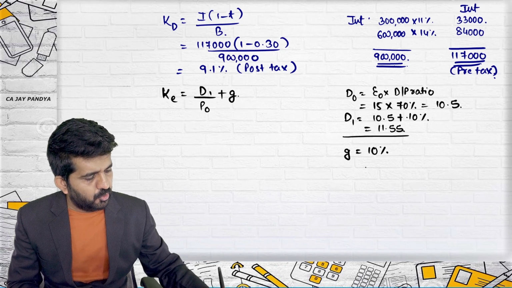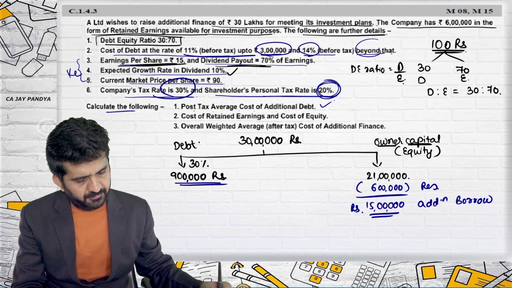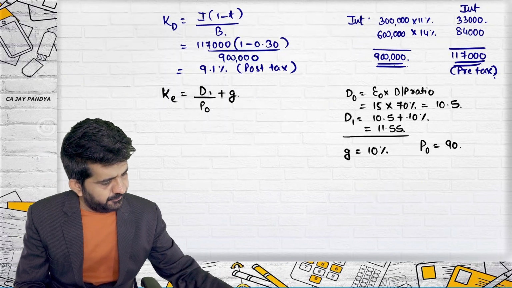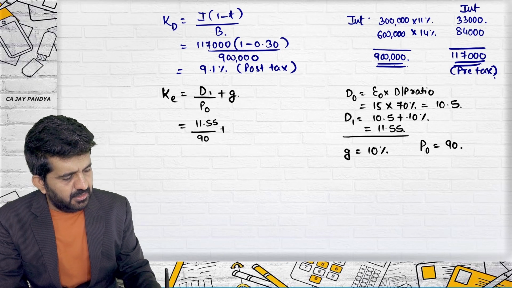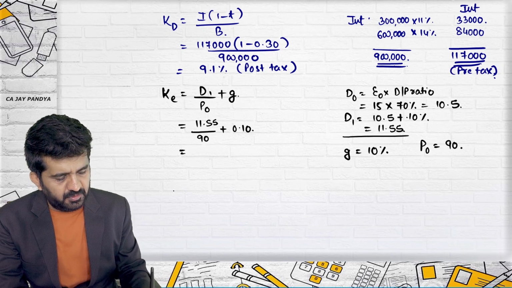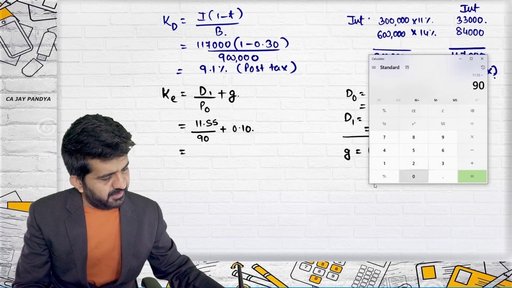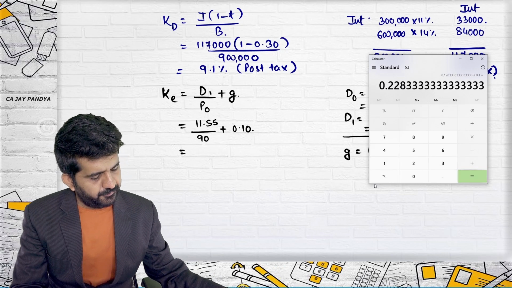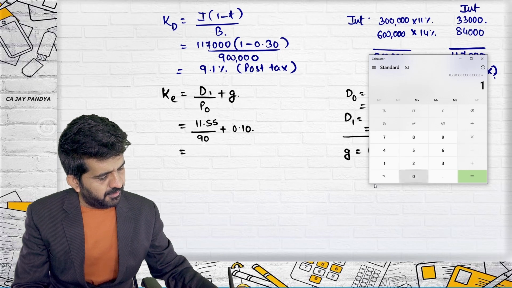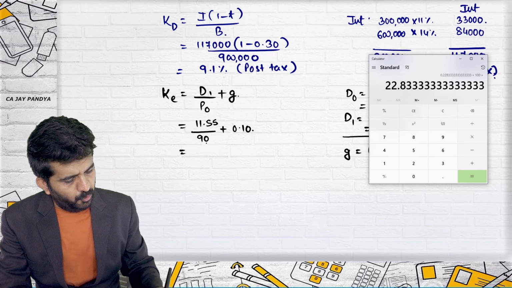Is it alright? Growth rate is 10% and P0 is also given. Current market price is 90. Now I need to find out KE. D1 is 11.55, P0 is 90, plus g is 0.10. The answer will be 11.55 divided by 90 plus 0.1, multiplied by 100. It is 22.83%.